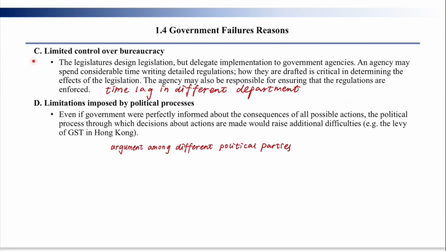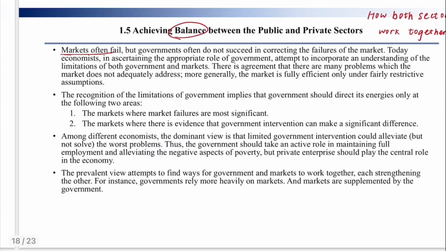The third reason is limited control over bureaucracy. For example, the time lag in different departments, and I think it's easy to understand, right? The fourth reason is the limitations imposed by the political process. It's like the arguments among different political parties. It will waste time, it will waste some human resources. Okay, these are the four reasons for government failures. Let's turn to the next part.